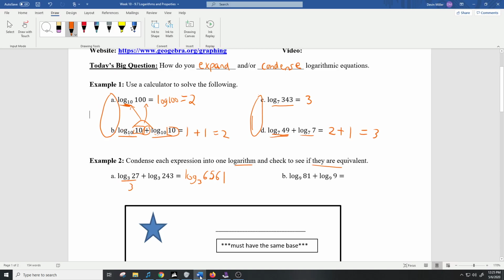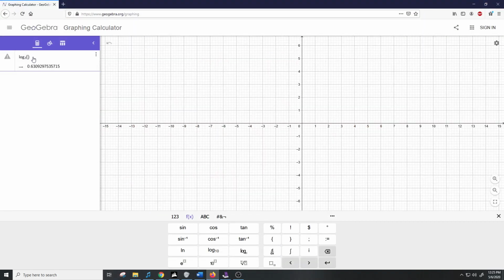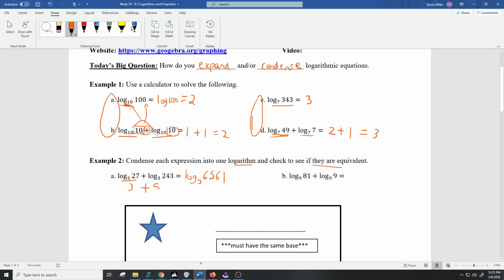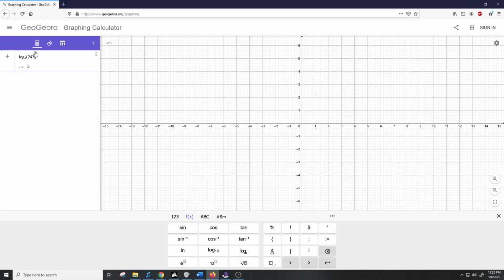So this part gives you the number 3 plus log base 3 of 243. So change this to 243, that's 5, which equals 8. So it should equal 8. So we're going to check and see, does this work? If I multiply those two numbers together and get 6,561, if I put this in the calculator, will I also get 8? Log base 3, 6561. It's nice to keep that base there. 6561, it is 8. So it does work.